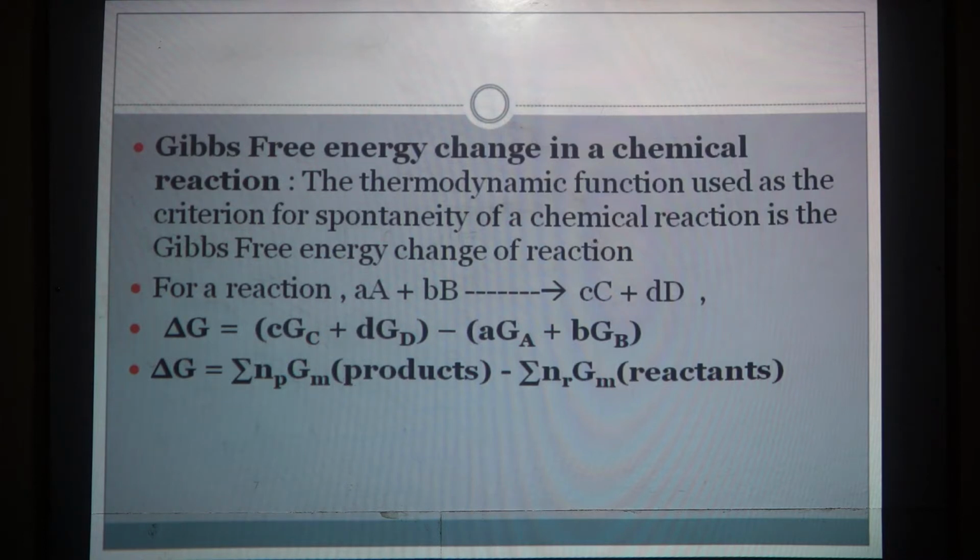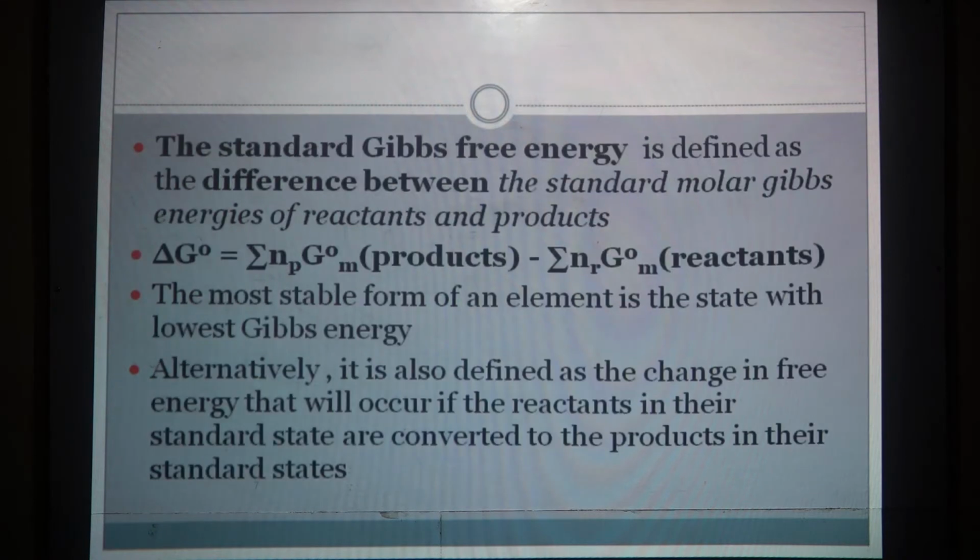So delta G is equal to cGC plus dGD minus aGA plus bGB. Therefore, delta G is equal to the summation of n_P G_m of products minus the summation of n_R G_m of reactants. Here n_P is the number of moles of products and n_R is the number of moles of reactants.